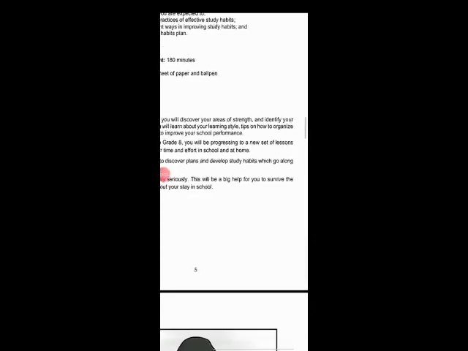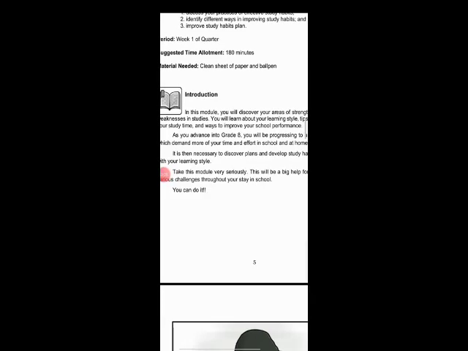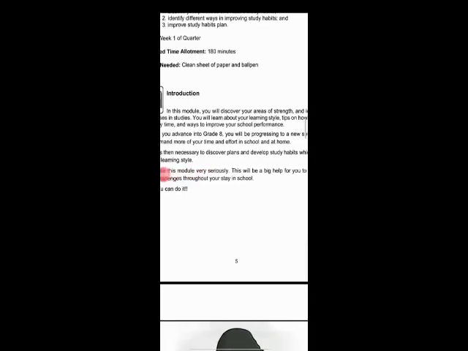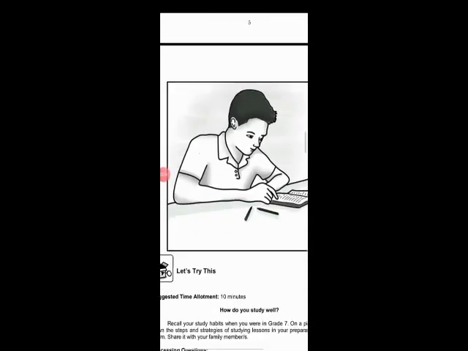In this module, you will discover your areas of strength and identify your weaknesses in studies. You will learn about your learning style, tips on how to organize your study time, and ways to improve your school performance. As you advance into grade 8, you will be progressing to a new set of lessons which demand more of your time and effort in school and at home.